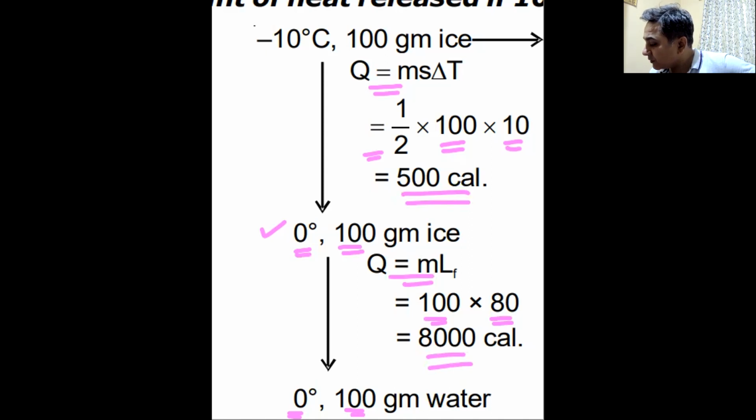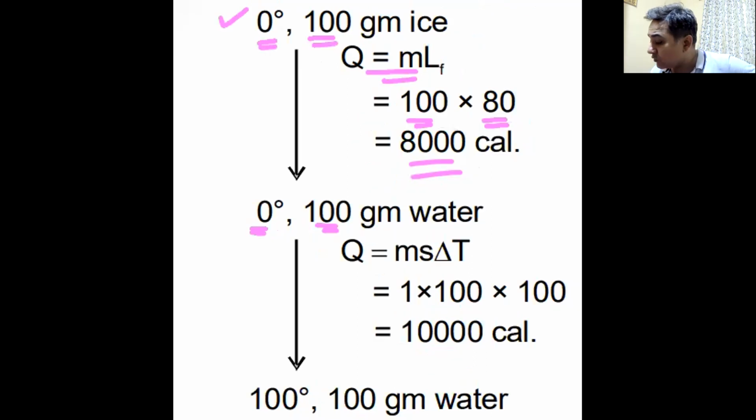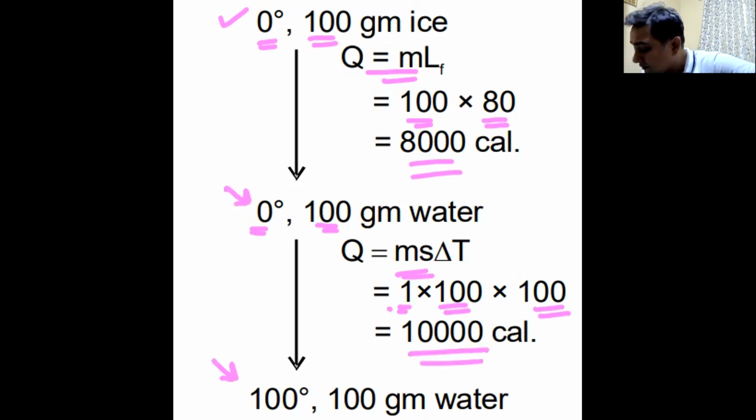What is the third step? We have converted ice into water, and now we are going to increase the temperature of water from 0 degrees Celsius to 100 degrees Celsius, because after that water is not water, it will become vapor. So we'll take water from 0 to 100. For that you will need m into delta T. Mass is 100, specific heat is 1, and change in temperature is 100. We need 10,000 calories for this.